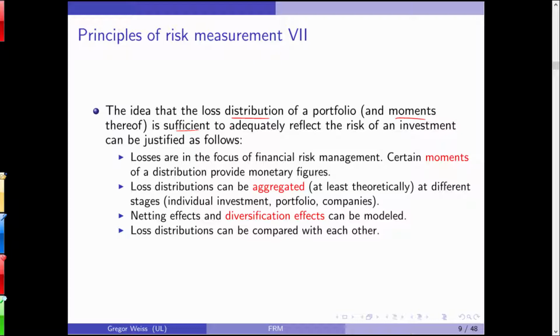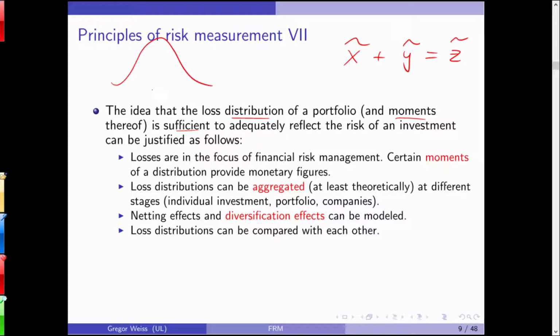Second of all, loss distributions can be aggregated. You can simply take X and add it to Y, and you get a new random variable Z, and you look at the distribution of Z. So they can be aggregated, at least theoretically, at different stages and different levels: the portfolio, the company, asset classes, what you like. Then netting and diversification effects can be modeled, and this, for example, is very difficult when it comes to using percentage changes and ratios.